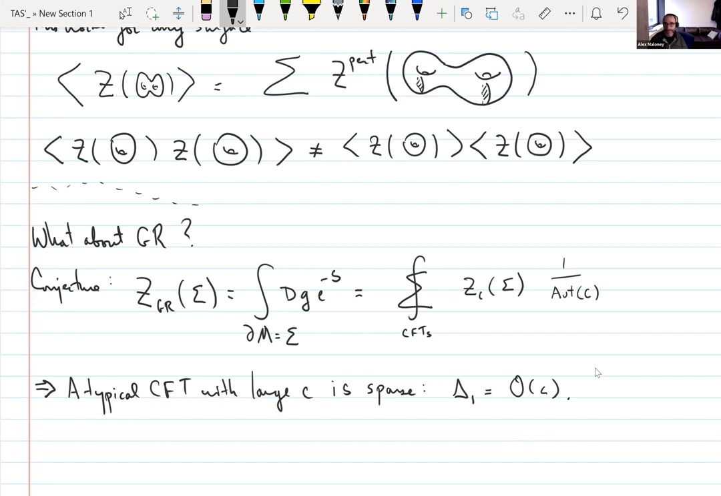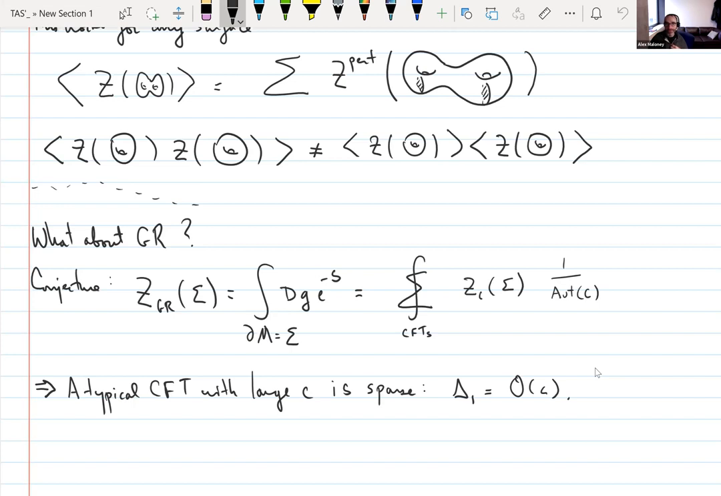Now, you could ask yourself, what CFTs do you know of that have a gap in the spectrum of operator dimensions of order the central charge? I personally don't know of any conformal field theories where the gap is larger than 2. The monster theory that I wrote down the other day is an example of a theory where the gap is 2. 2 is not a particularly large number.